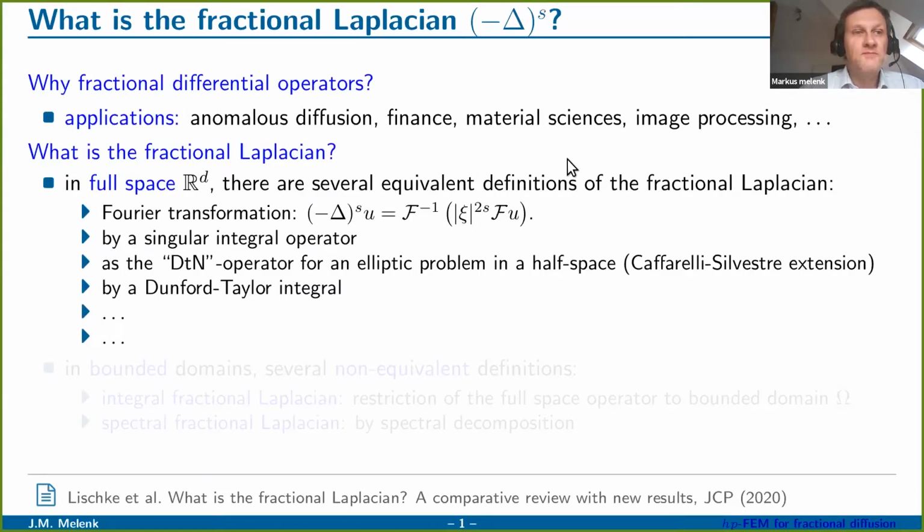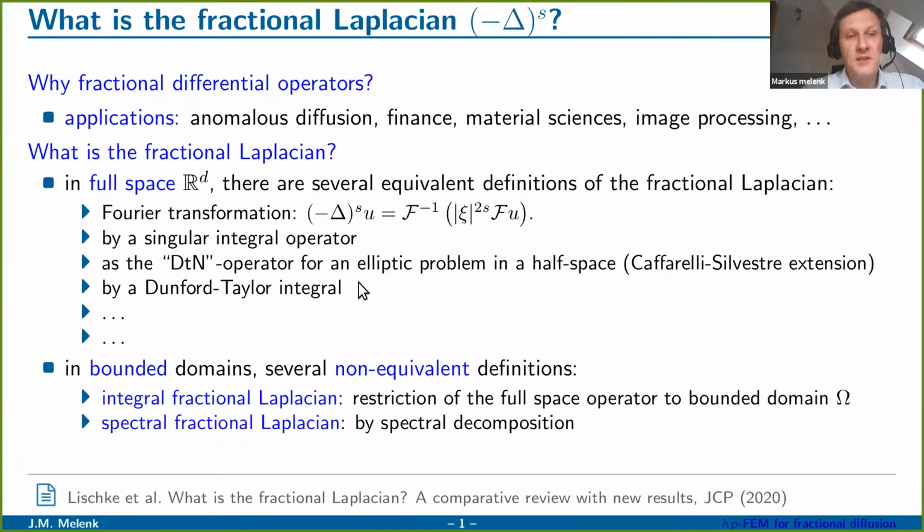So what is the fractional Laplacian? In full space, there are several essentially equivalent definitions. The first one is maybe the best known one. It's in terms of the Fourier transform. You take the Fourier transform of a function, multiply by its symbol, |ξ|^{2s}, and then you transform back. That would be a natural definition of the fractional Laplacian in full space. There's another one as a singular integral operator, a hypersingular integral operator to be precise. Or you could view it as a Dirichlet-to-Neumann operator for an elliptic problem in a half space. That's the Caffarelli-Silvestre extension. Or you could use the Dunford-Taylor calculus. We will also do that. There are even more definitions.